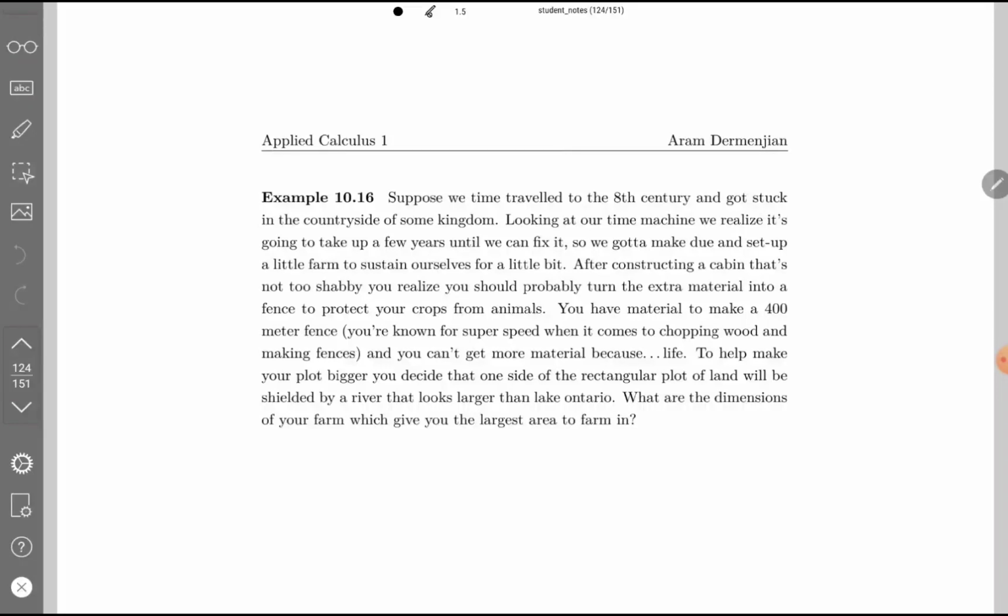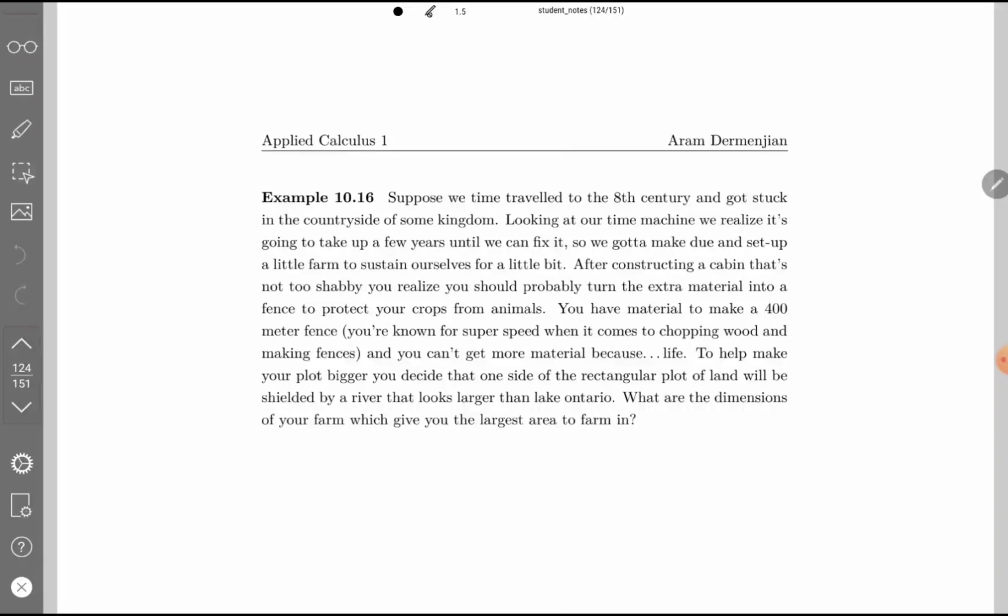First we construct a cabin. That's not too shabby. Then let me just use the material that I have left in order to make crops. So you're going to make some big massive fence. You take whatever material you have left and make a fence to protect your crops from animals, because this is back in the 18th century. There are animals roaming around. Wolves are out to hunt you down. So we're going to want to protect things.